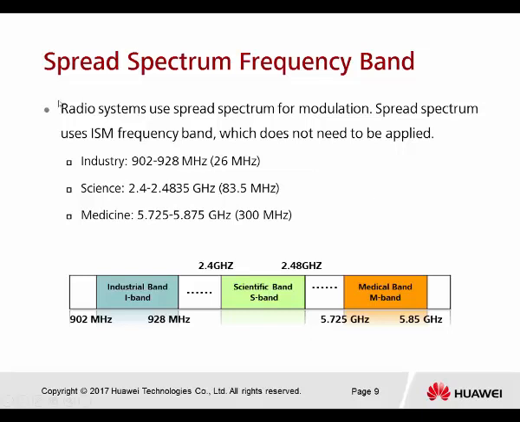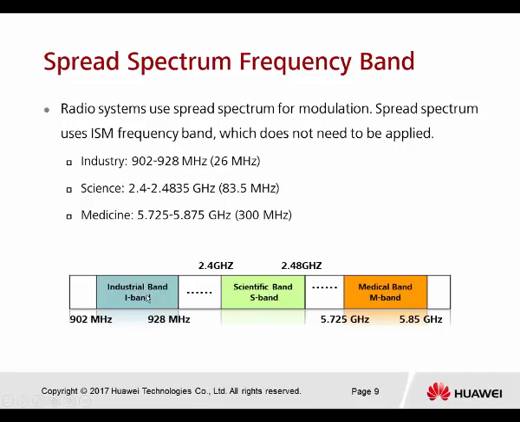So this is the frequency band. Yesterday I also did some explanation about the ISM. ISM stands for industrial, scientific, and medical. So all the bands here have their own range. Right now for wireless, we're actually using the bands in the S band and also the M band.